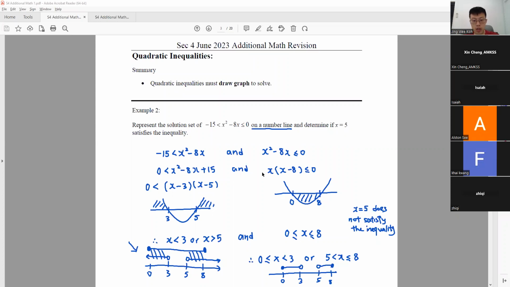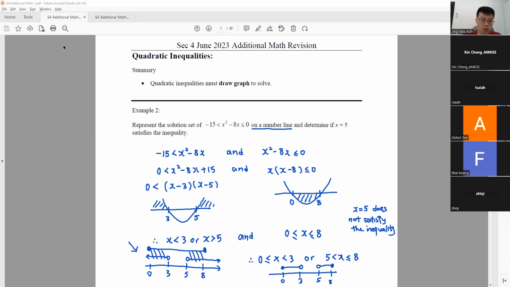Ken, any questions so far? Quadratic inequality will just appear here and there in any question. You have to remember that you need to draw your graph. If you don't draw your graph, you will not be able to solve it.